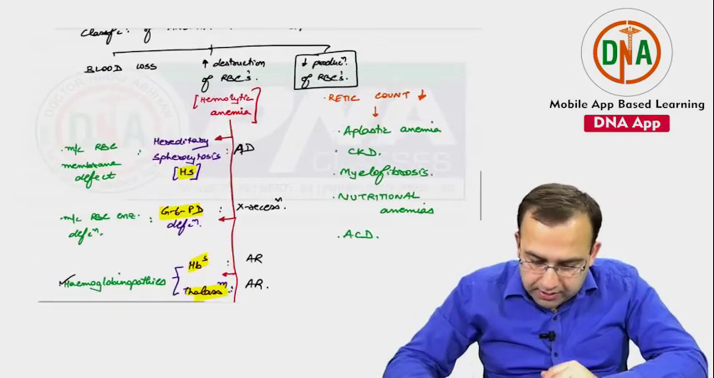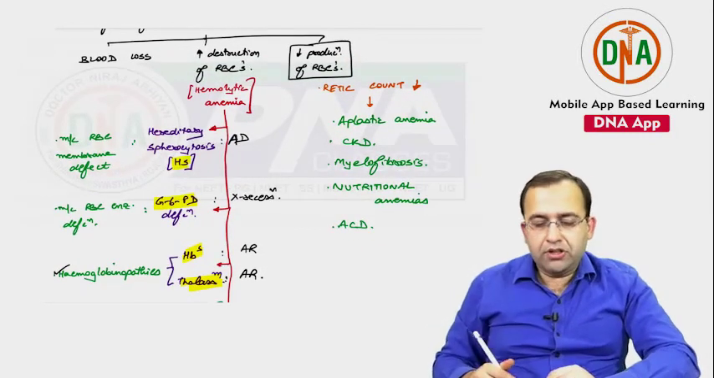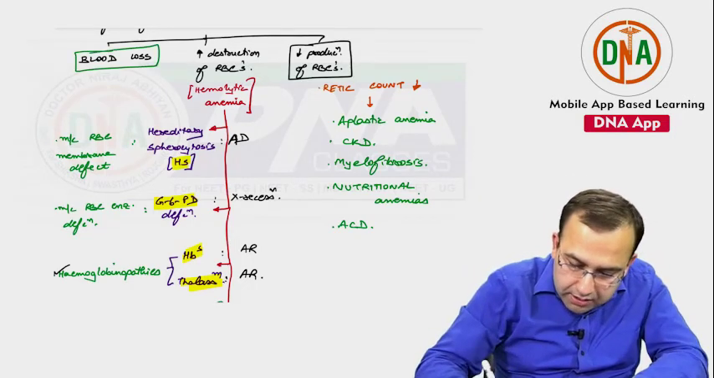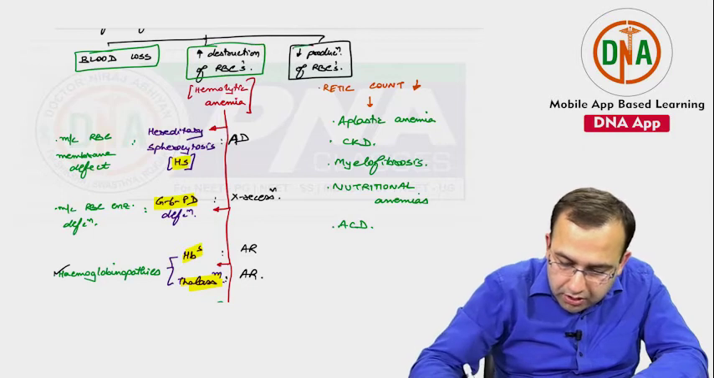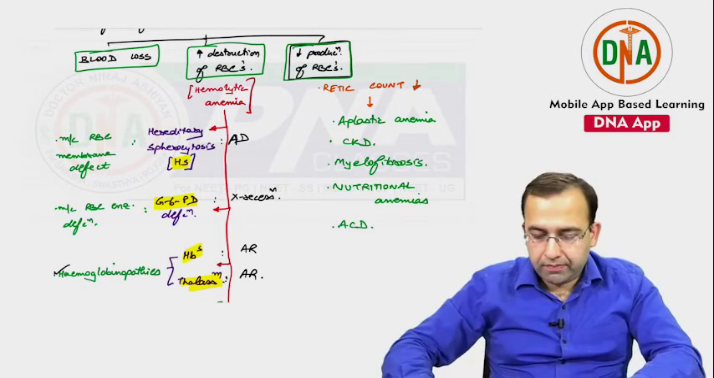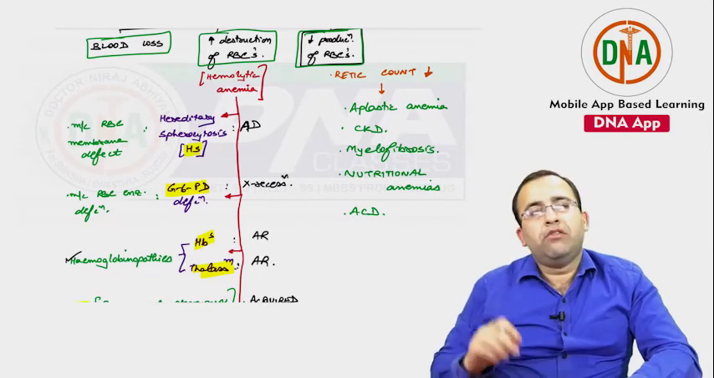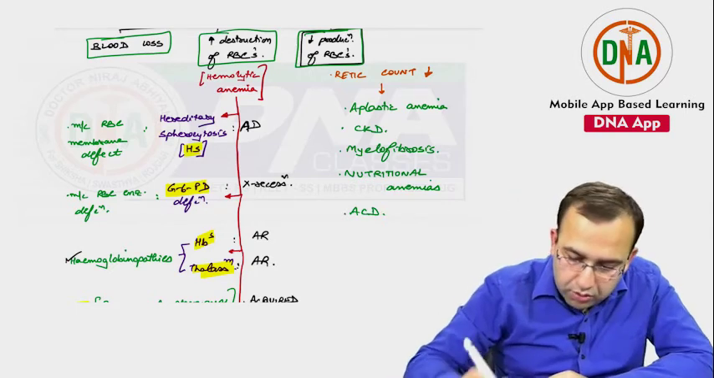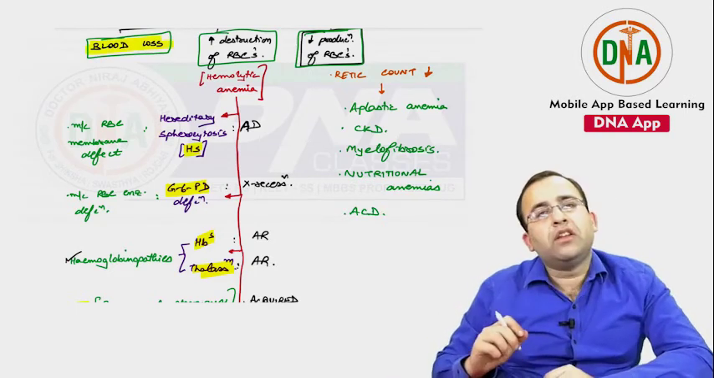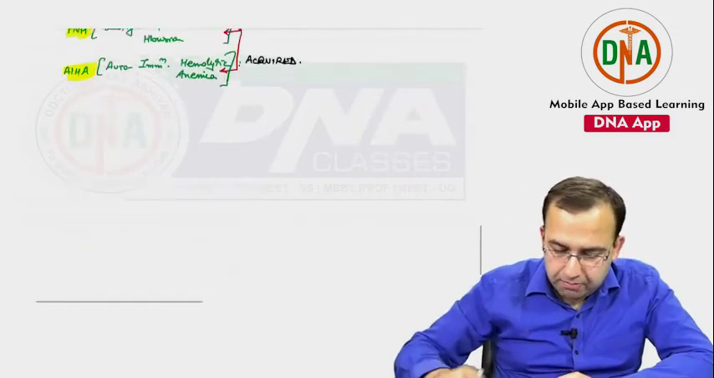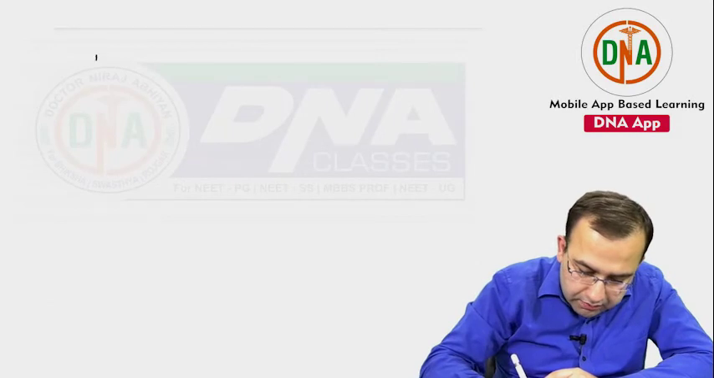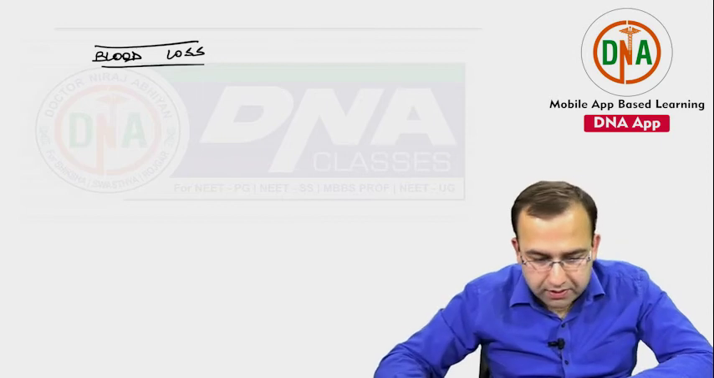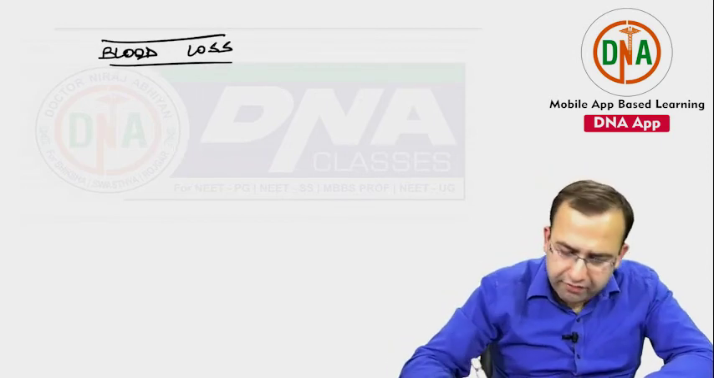So this is classification of anemia on the basis of etiology. Blood loss, increased destruction and reduced production. Whatever we have written on this slide, we will do this one by one. This is your topic, RBC disorders. So starting with the first and the smallest one, blood loss. Causes, very obvious.